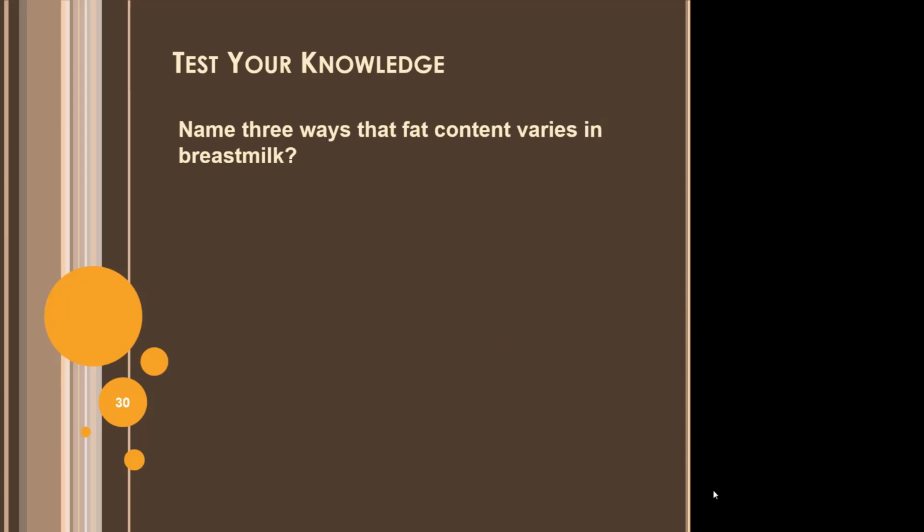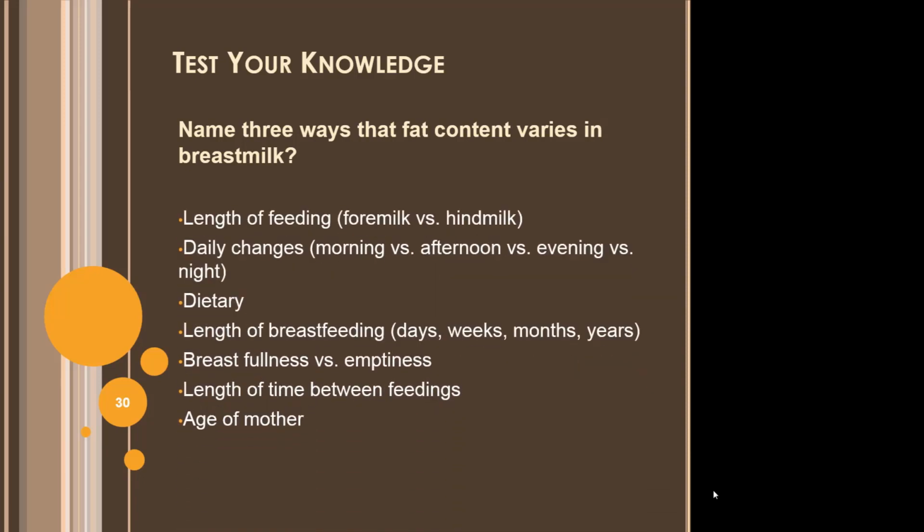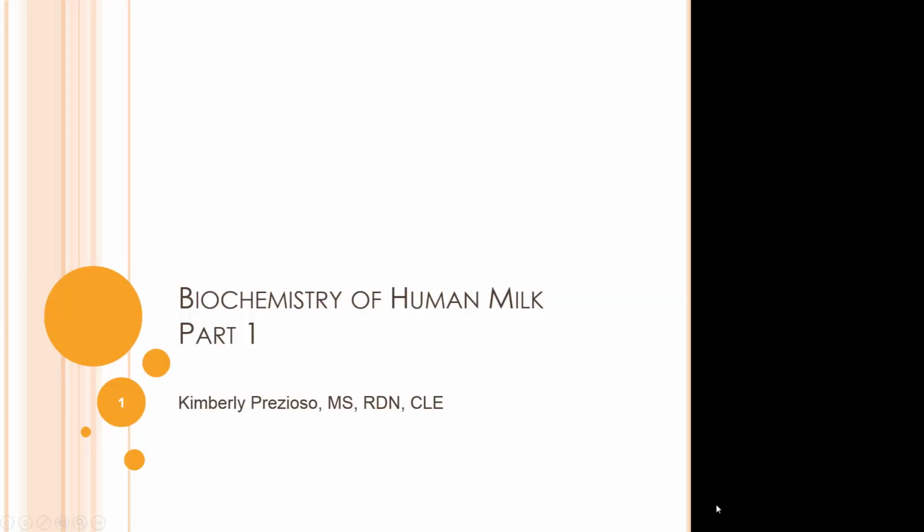Name 3 ways that fat content varies in breast milk. Fat content varies in the length of feeding, foremilk versus hind milk. There are daily changes to fat content, morning versus afternoon versus evening versus night. There are fat content changes in terms of the dietary intake of the mom. The length of breastfeeding over days, weeks, months, and years, the fat content changes. The fat content changes when a breast is full versus when it's emptied. Fat content varies according to the length of time between feedings as well as the age of the mother. This is the end of Part 1, Biochemistry of Human Milk.